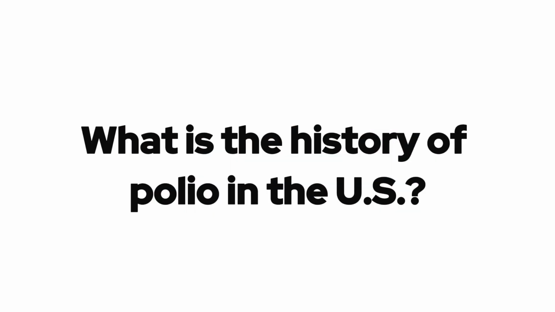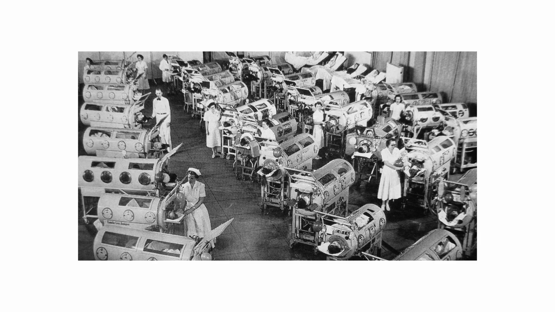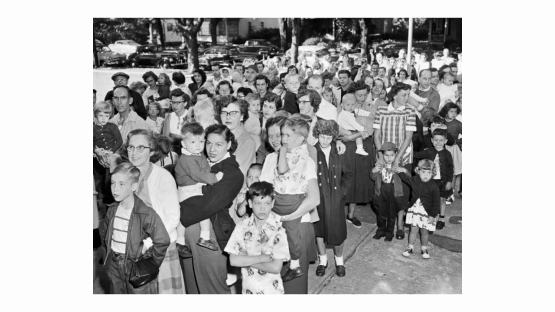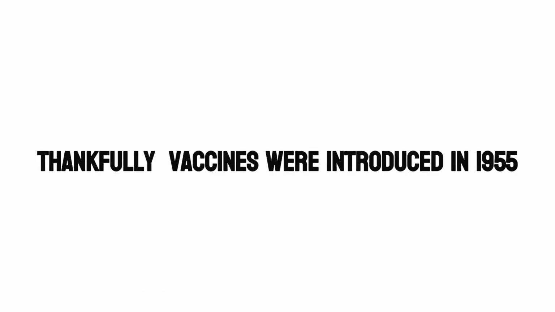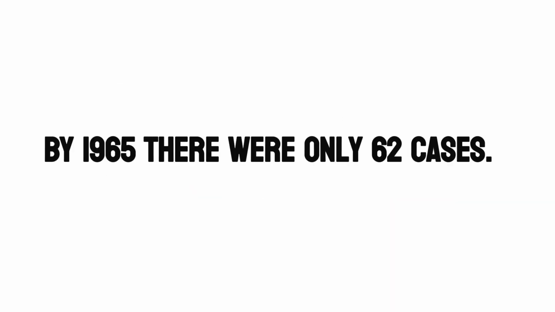What is the history of polio in the U.S.? Polio outbreaks began in the late 1800s, but experts believe it existed even before that. It caused many people to get paralyzed or die in the early 1900s. The worst outbreak in 1952 left over 21,000 people paralyzed in the U.S., mostly kids. Thankfully, vaccines were introduced in 1955, which lowered polio cases a lot. By 1965, there were only 62 cases.